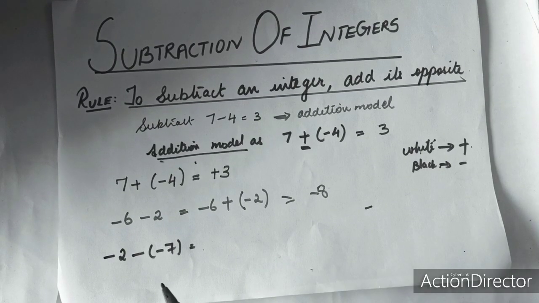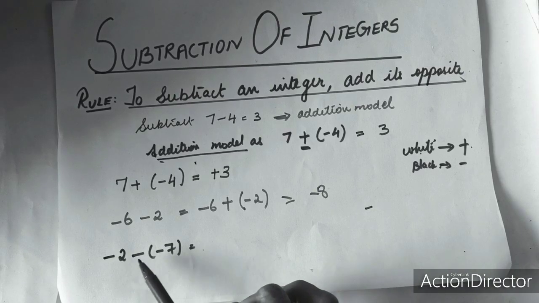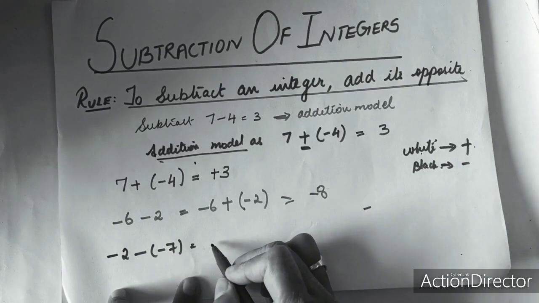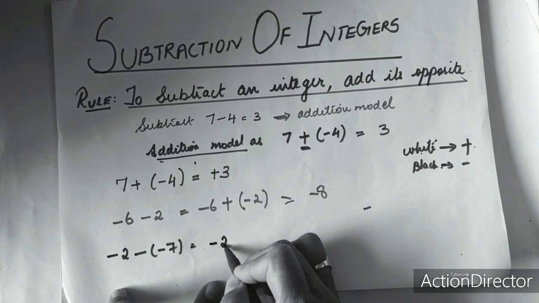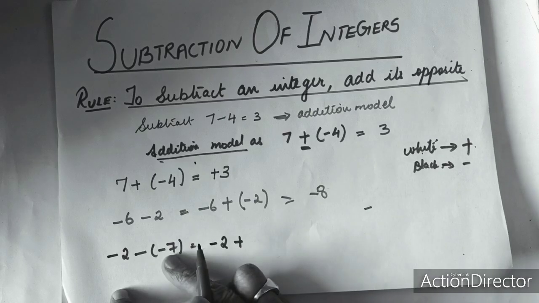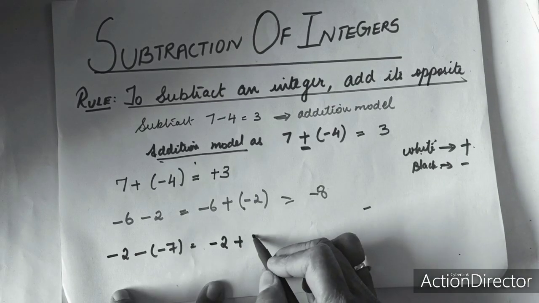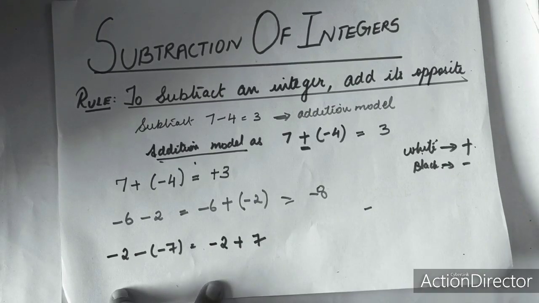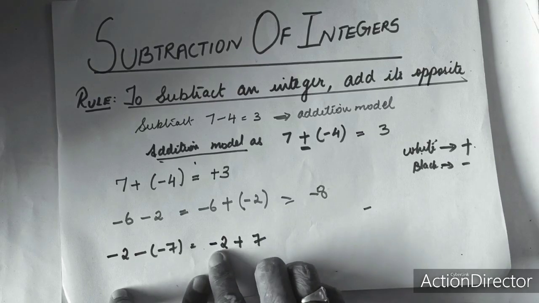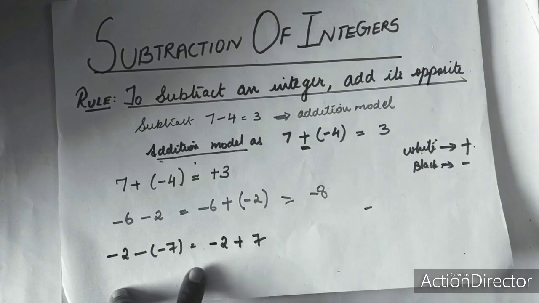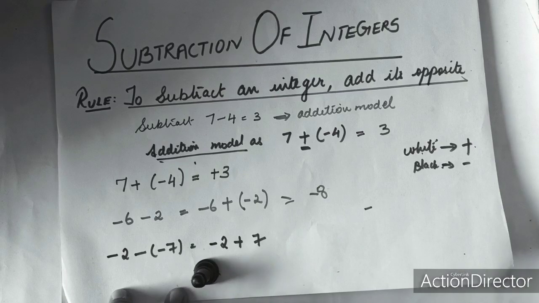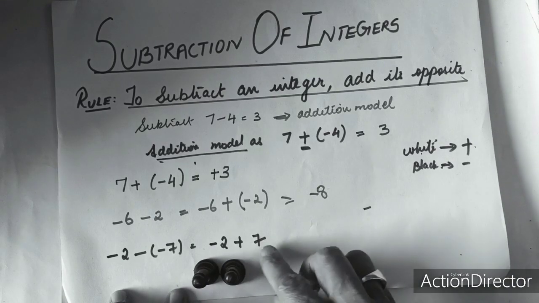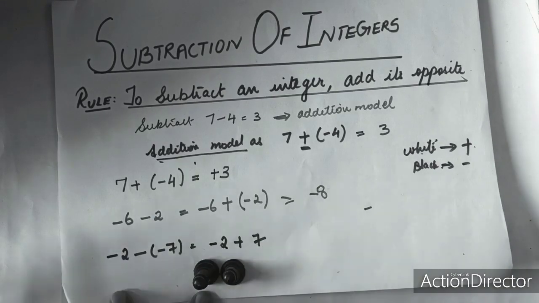Moving on to one more example. Minus 2 subtract minus 7. This I had to change to addition. How will I change? I will write minus 2 plus the additive inverse of minus 7, which is plus 7. So this is how I can write. Now I am going to take 2 black pawns. So I will keep 2 black pawns over here. And after that I will be keeping 7 white pawns.